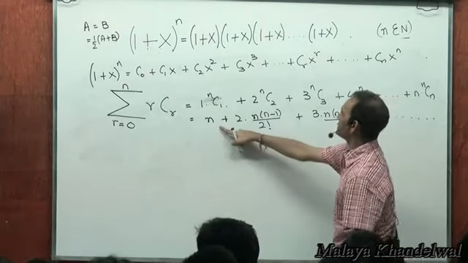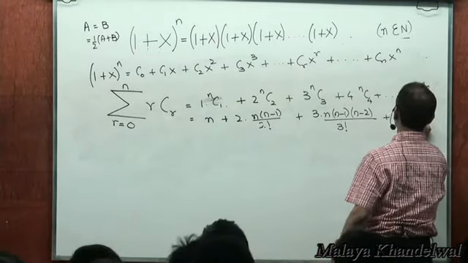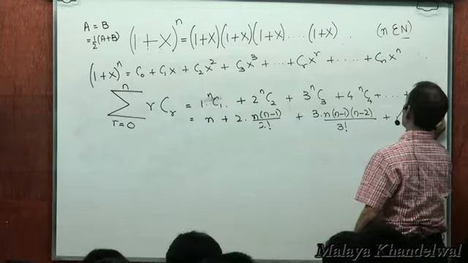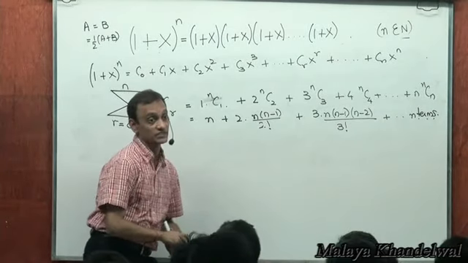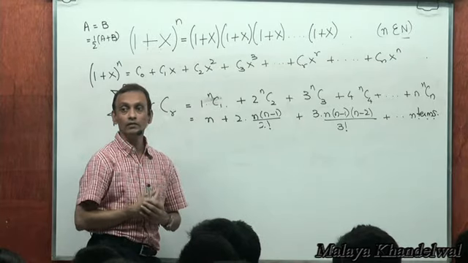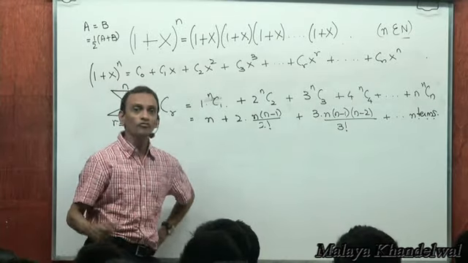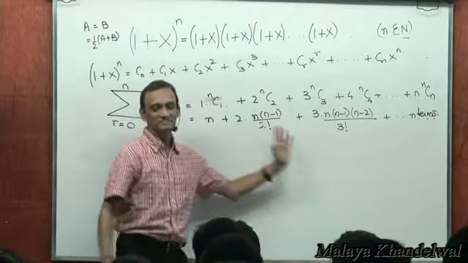And how many terms here? n terms. See, C1 to Cn, n terms. n terms when I write it in the raw form.